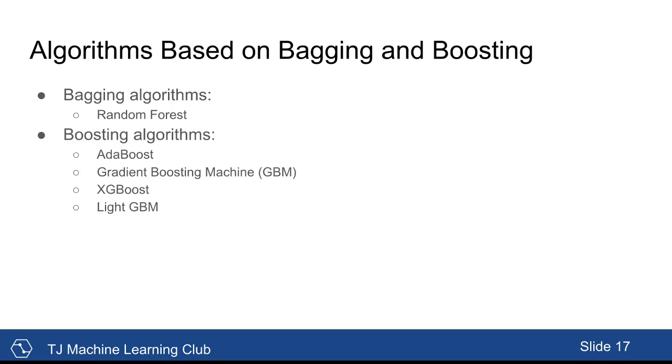Okay, just to wrap it up, here are some very common algorithms based on bagging and boosting. A really common bagging algorithm, as I was saying before, is random forests. And these are some boosting algorithms that you can check out a little more: AdaBoost, gradient boosting machine, XGBoost, and LightGBM. These are some of the most common bagging and boosting algorithms.